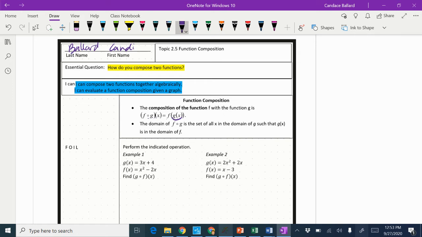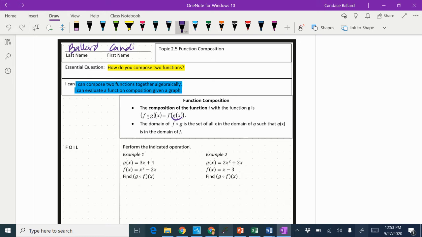And you'll notice what's going on is I have a function that is inside of another function. So I'm going to substitute one function into the other function for the x value. It's kind of like the substitution method from systems of equations. So the domain of f of g is the set of all x in the domain such that g of x is in the domain of f. So basically, your domain has to be in both functions.